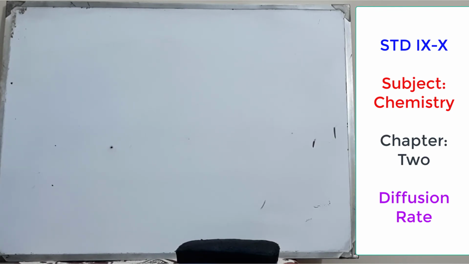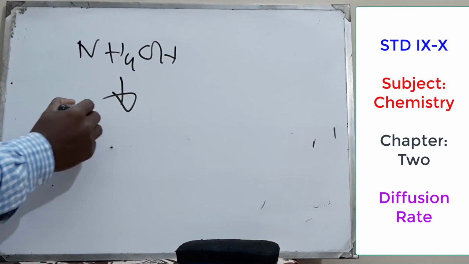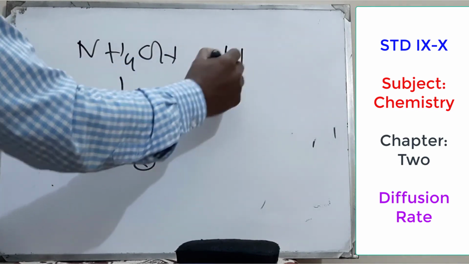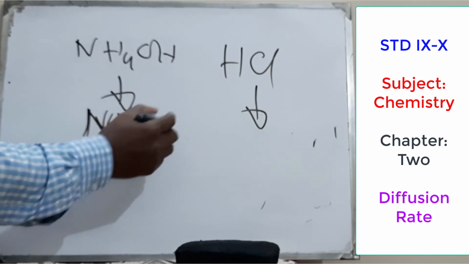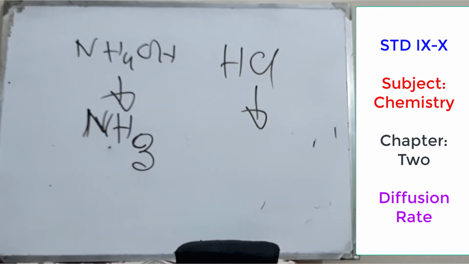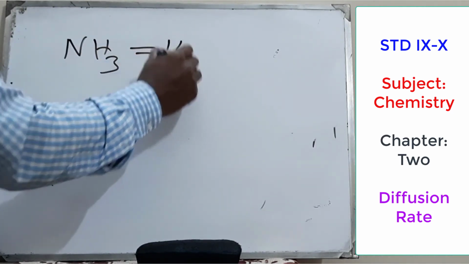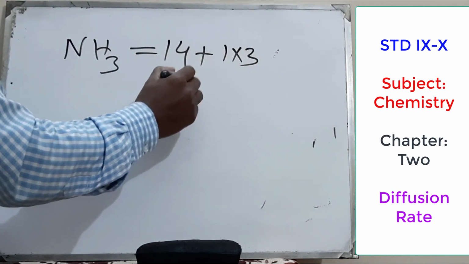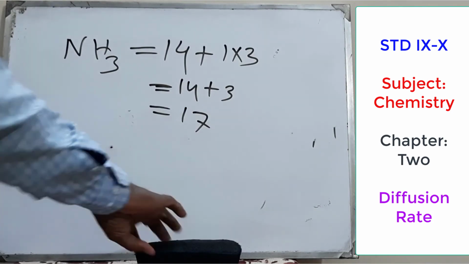Why is white smoke produced at the end A of the tube? The first compound was ammonium hydroxide, and from ammonium hydroxide we have got ammonia, and another compound was hydrochloric acid. This hydrochloric acid and this ammonia have reacted and formed ammonium chloride. Okay, ammonia: the atomic mass of nitrogen is 14 and the atomic mass of hydrogen is 1 into 3, so it will be 17.